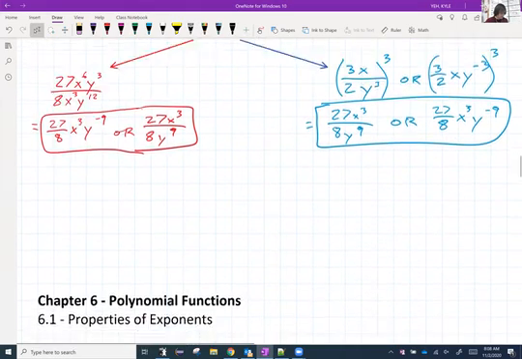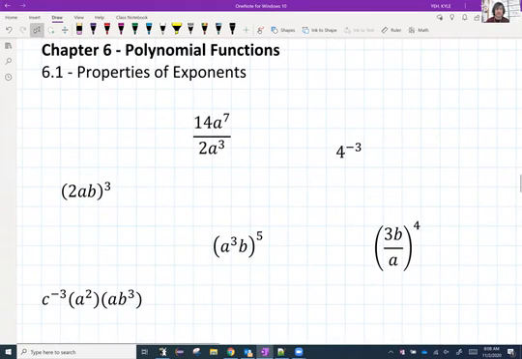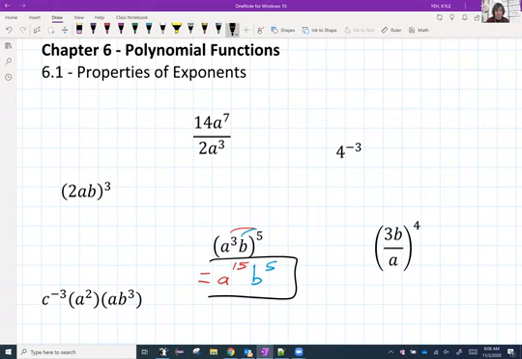Okay, so here we go. Rapid fire. I just want to work all these and throw all of our rules together. I'm going to go in kind of a random order. I'm going to start down here. A cubed b, all to the 5th power. Well, a cubed to the 5th power, to a power, we multiply: a to the 15th. And then b to the 5th is just b to the 5th. Just like that.